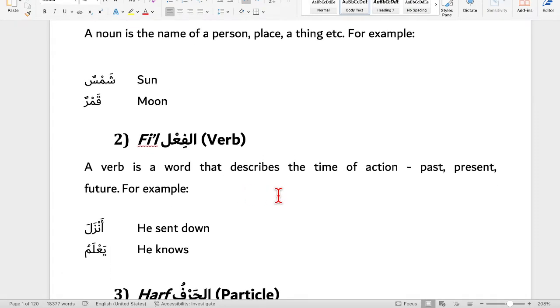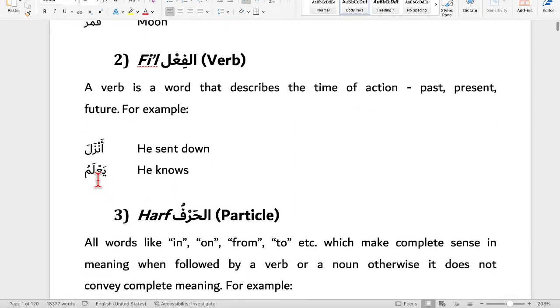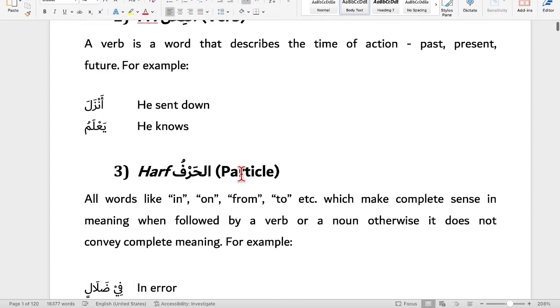Fail is actually the word that describes the time of action, which can be past, present, or future. For example, there is a word anzala, that is the past tense, which means he sent down. There is another verb yalamu, which is a present tense, which means he knows. So those are just a couple of examples.